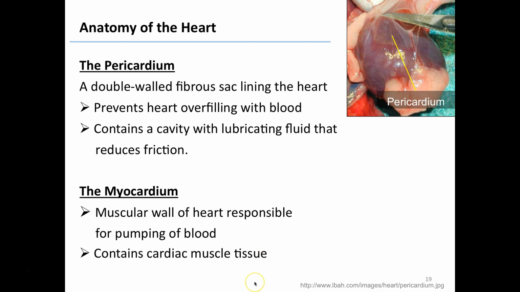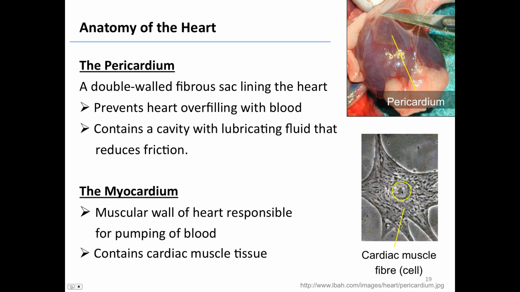The internal aspect of the heart has the myocardium, and that is the muscular wall of the heart that's responsible for pumping the blood. And it contains a special type of muscle tissue called cardiac tissue. You recall that there are various types of muscle tissue, but cardiac muscle tissue is a very specialised form of muscle tissue.